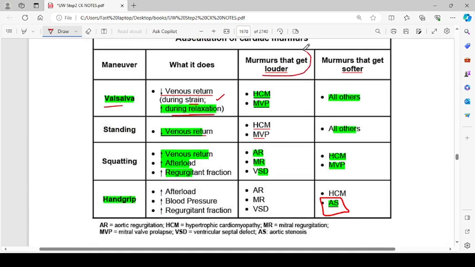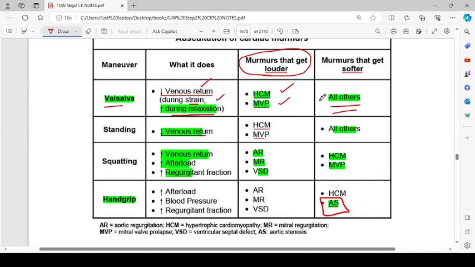So murmurs that get louder during the strain phase of Valsalva, to be specific, are the hypertrophic cardiomyopathy and mitral valve collapse, and murmurs that get softer are all others. And this also makes sense because for all other murmurs, the problem is with the valves, not the outflow tract. So either the valve is regurgitant and producing murmurs, or it is stenotic and producing murmurs.